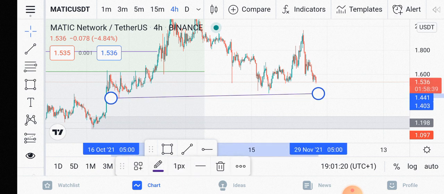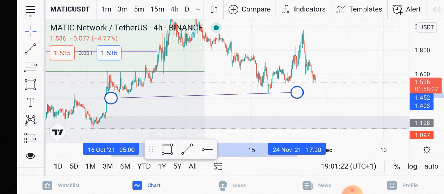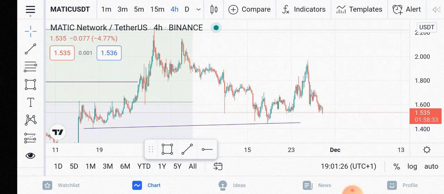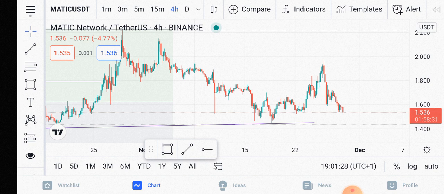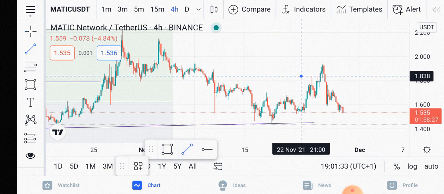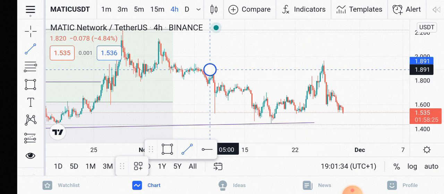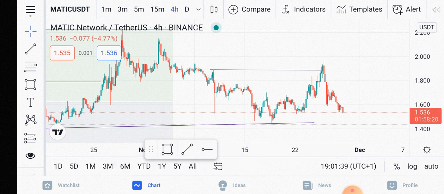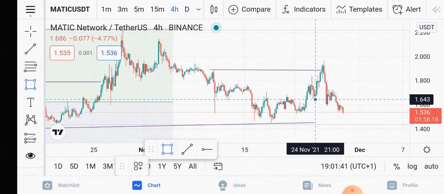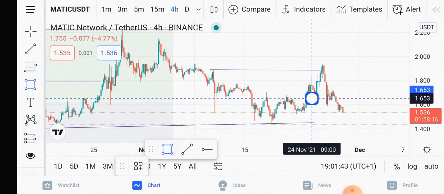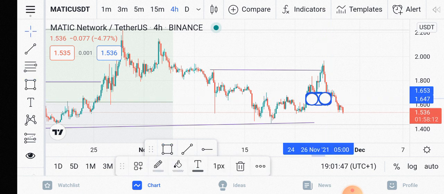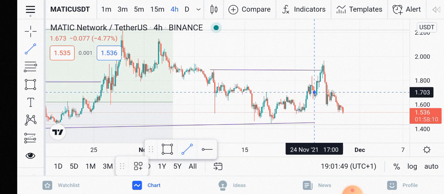This is liquidity, take note, or you can call it inducement. As you can see here, this market actually went up to sweep all this liquidity here, and it has actually come back to break this structure.